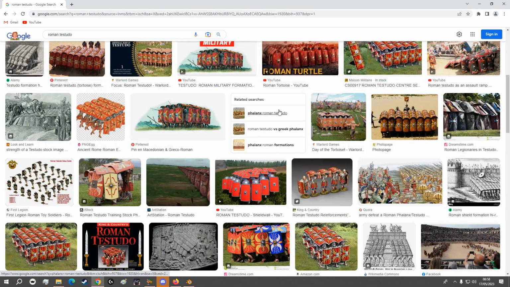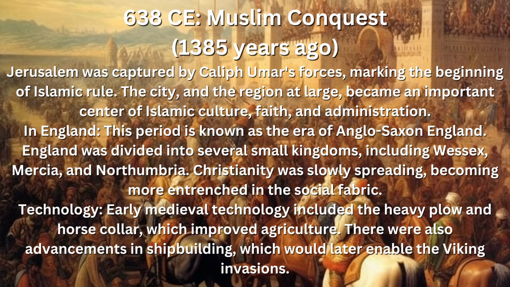Roman military technology was further refined with improved armor, weapons, and tactics. Architecturally, Romans were building grand structures like the Pantheon, showcasing advanced understanding of engineering principles. 638 CE, Muslim conquest. Jerusalem was captured by Caliph Umar's forces, marking the beginning of Islamic rule. The city and the region at large became an important center of Islamic culture, faith, and administration.